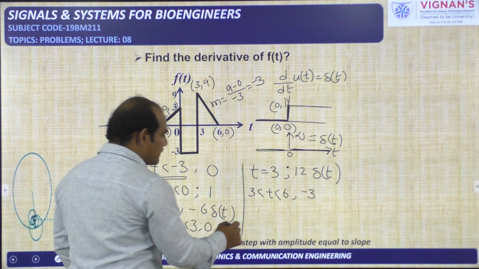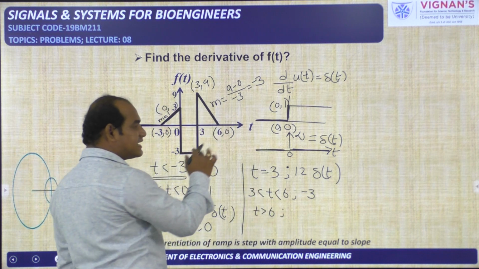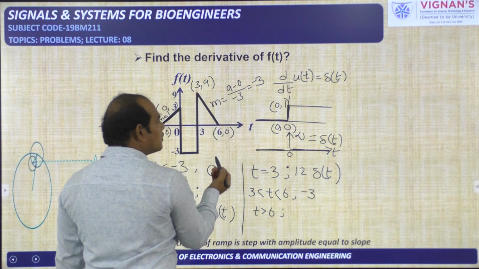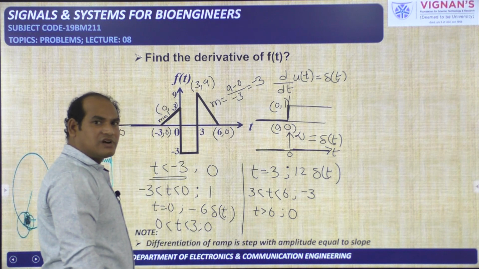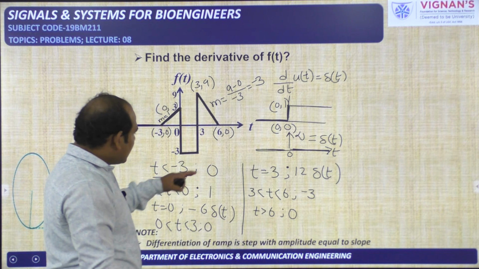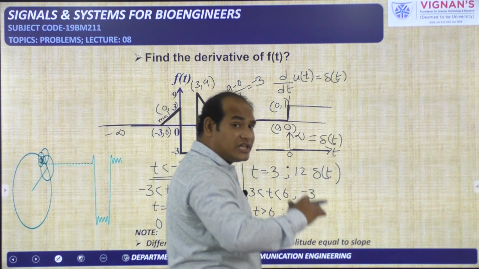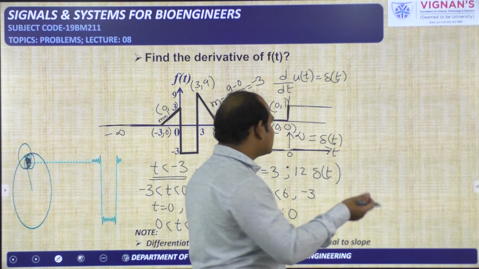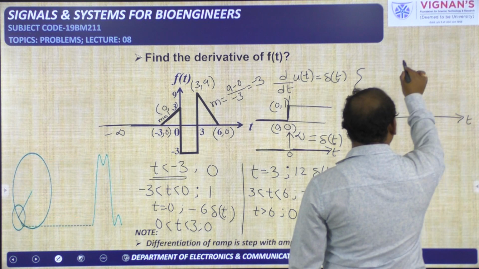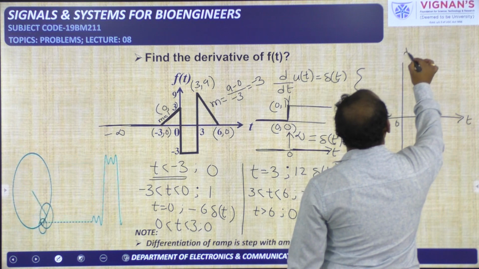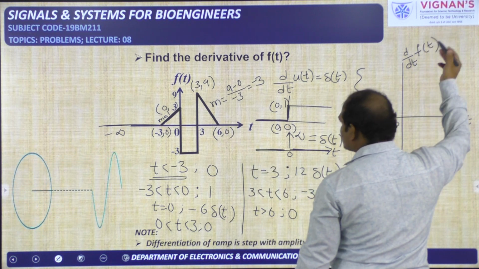Okay. Next, when t is greater than 6, the amplitude is 0. For 0 amplitude, what is the derivative? 0. Now all these are derivative parts of this particular signal, so I am writing them combined. The derivative of one signal is also a signal, and I am drawing that signal now. Every signal is with respect to time. Now I am taking d by dt of the given signal f of t, which is also a signal.